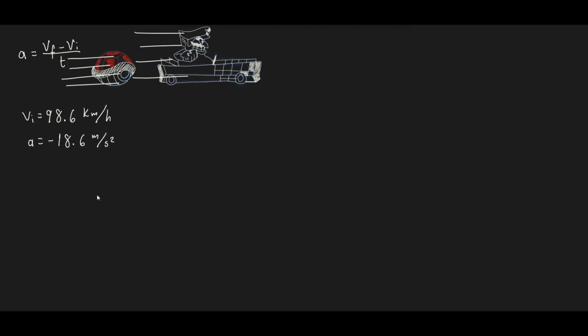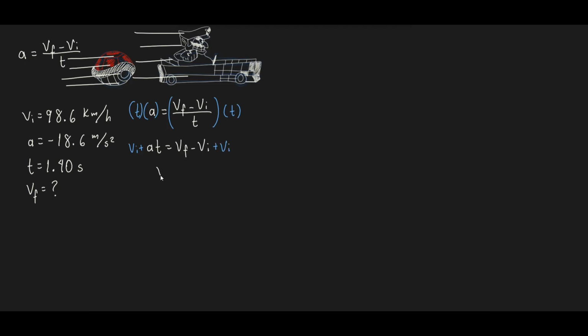We isolate the variable Vf from the equation A equals Vf minus Vi over t. We multiply both sides by t to get At equals Vf minus Vi, and add Vi on both sides to end up with Vf equals Vi plus At.